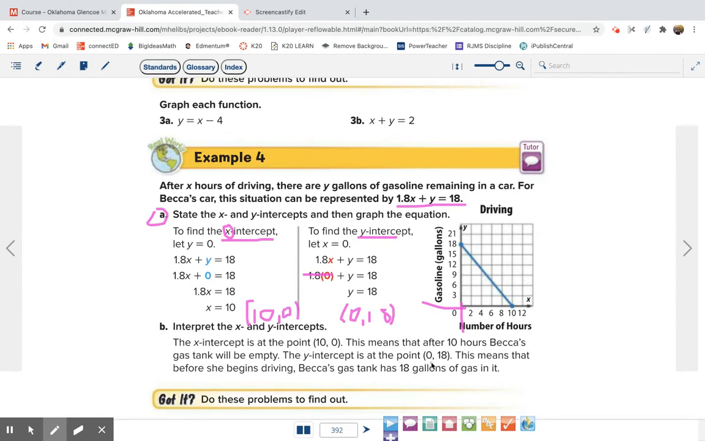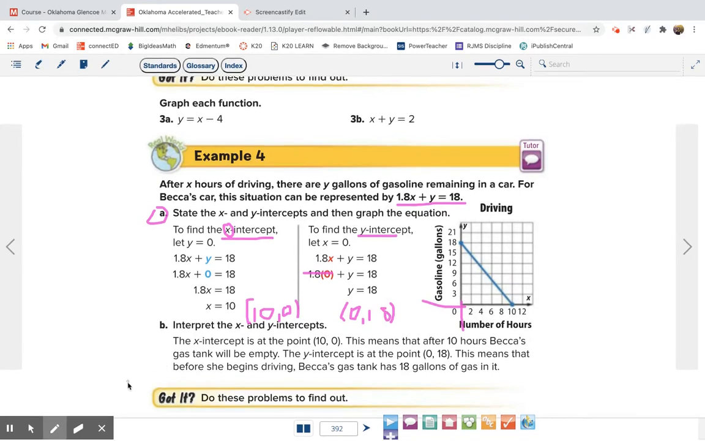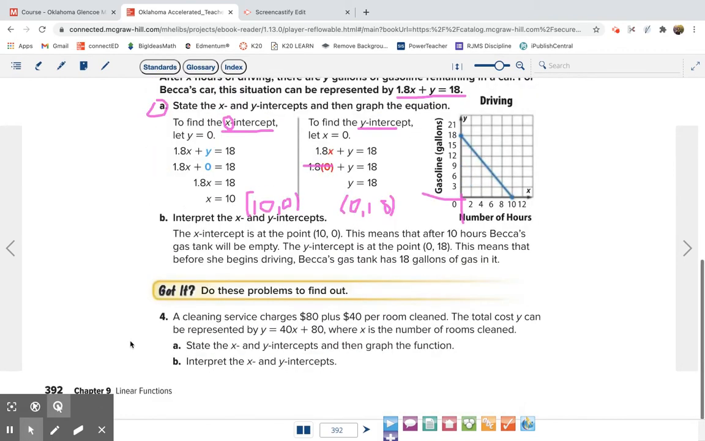Okay, well, the y-intercept was (0, 18). That means that before she starts driving, because she has driven 0 hours, she has 18 gallons of gas in her gas tank. So when x would be 0, the y, which is gallons, would be 18. Okay, so I want you to try for A and B. I'm not going to grade you on B right now. I just want you to try it because you will have problems like that. But you're going to do A and B, and then I'll go over it with you.